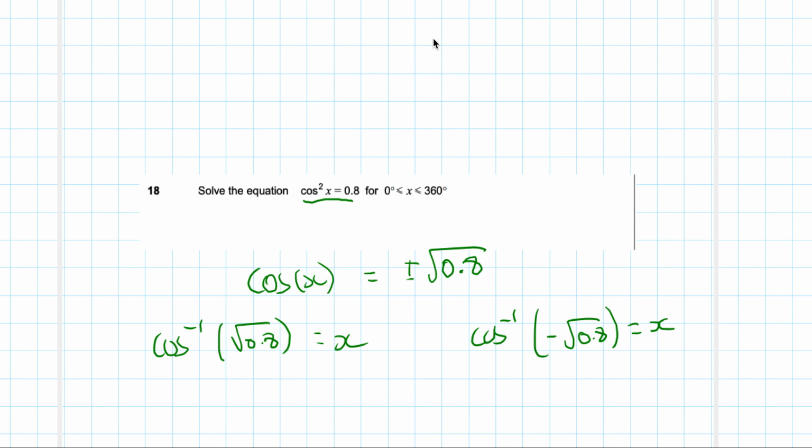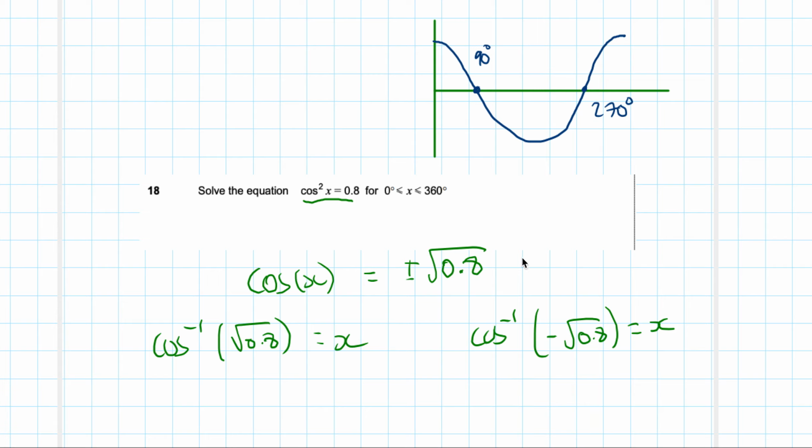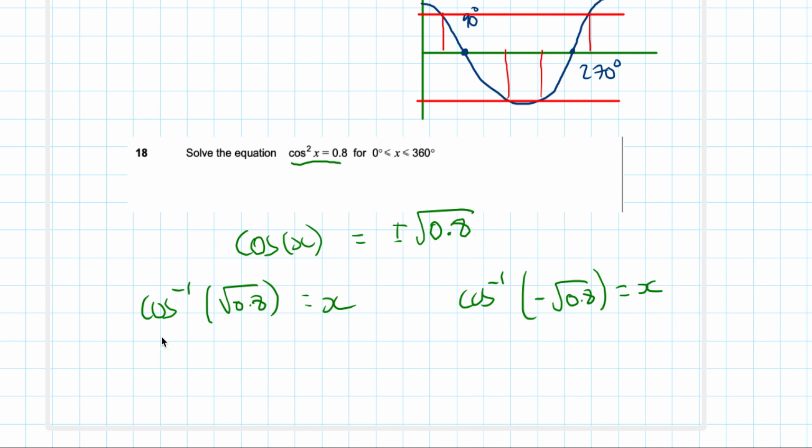If we look at a cosine graph, just to give you some indication of what we're looking for, the cosine graph starts at 1 at 0 degrees and looks like this over the period of 360, crossing the axis at 90 degrees and 270 degrees. If we draw a line of roughly where these points are, we are looking for 2 points and then another 2 points here. So in total, we're looking for 4 points: 1, 2, 3 and 4. To find the first point, we'll focus on the cos inverse of root 0.8.